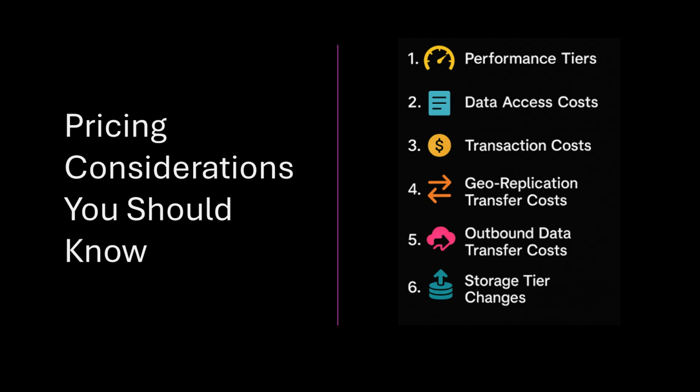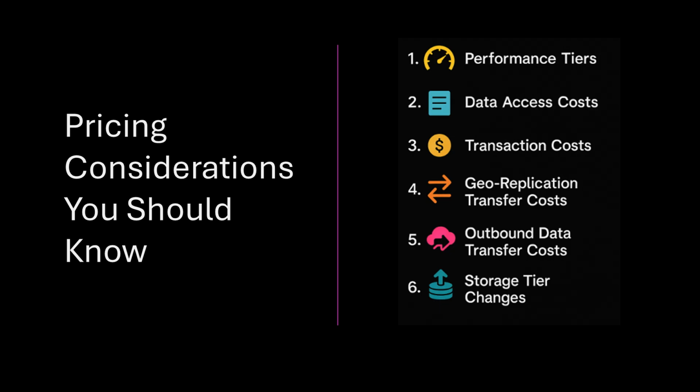In the cool and archive tiers, every time you read data, you're charged per gigabyte. So, if you're storing data in these lower cost tiers but accessing it frequently, your overall expenses might end up being higher than expected. Each operation, whether it's a read, write, or delete, incurs a transaction fee. This fee increases in the cooler tiers, meaning you will pay more per operation in archive than you would in hot.